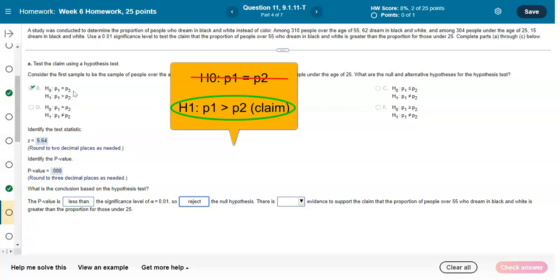Well, if I reject that statement, then I don't have any alternative left except for the statement in the alternative hypothesis, which said that the proportion from the first group, over 55, is indeed greater than the proportion from the second group, under 25. And remember, originally that was our claim. So by rejecting the null hypothesis, we have found support for our claim. So we would say there is sufficient evidence to support the claim that the proportion of people over 55 who dream in black and white is greater than the proportion for those under 25.